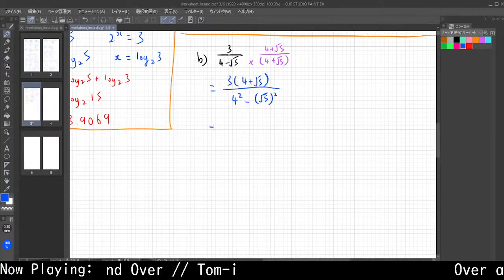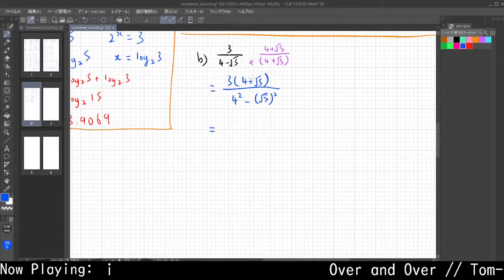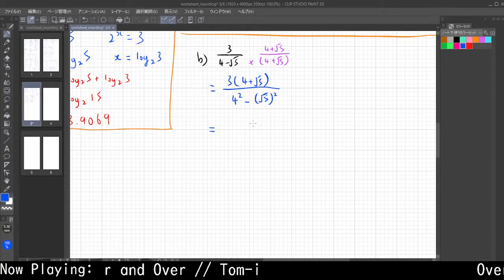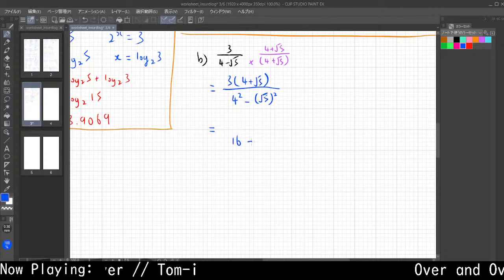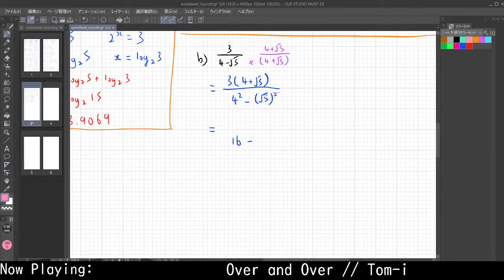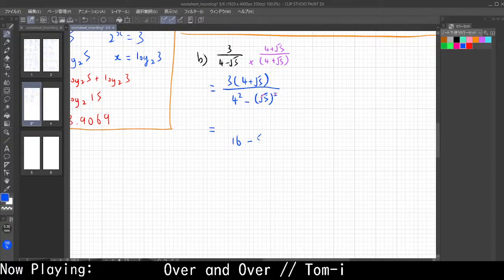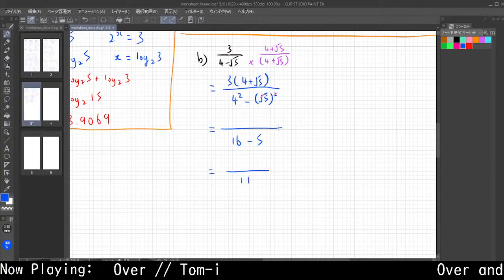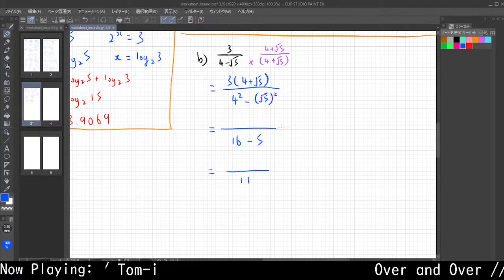Okay. Next, top 3, bottom first, because after we do bottom, we will get something interesting. Bottom first, your bottom is 4 square minus square root 5 square. 4 square is 16. Square root 5 square is how much? You cancel the square and your square root out, you will get a 5. So this basically just gives us 11. And you want to check, 16 minus 5, you get 11.